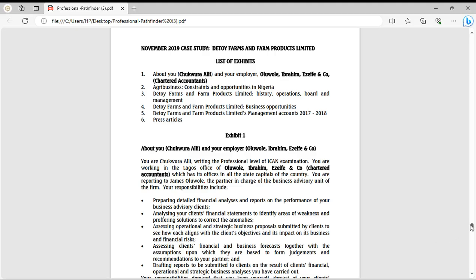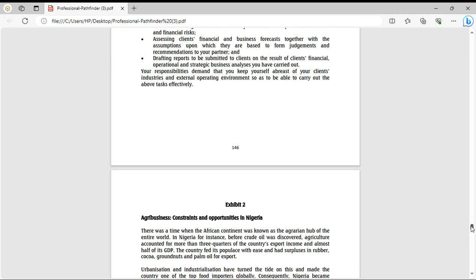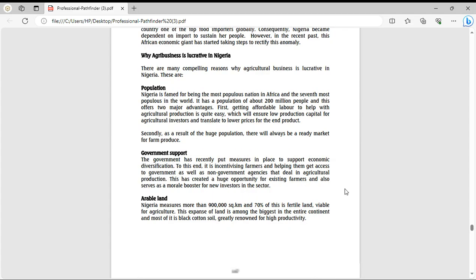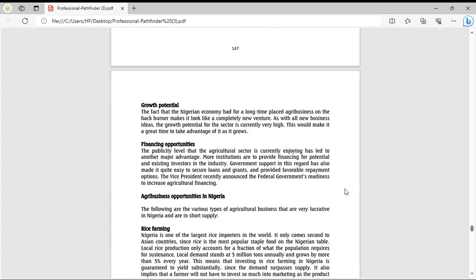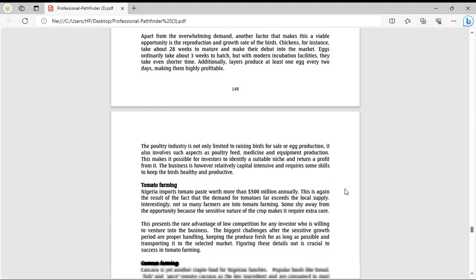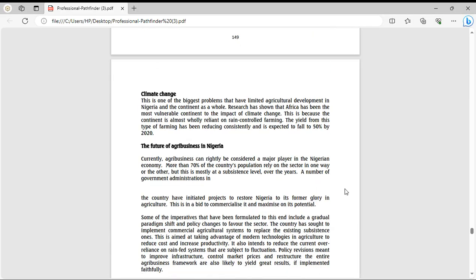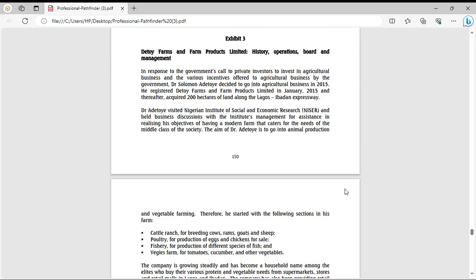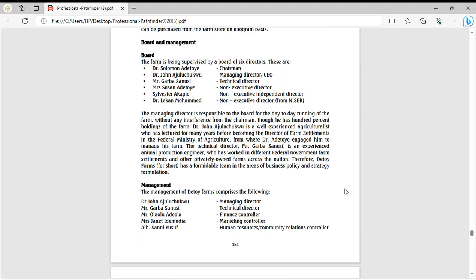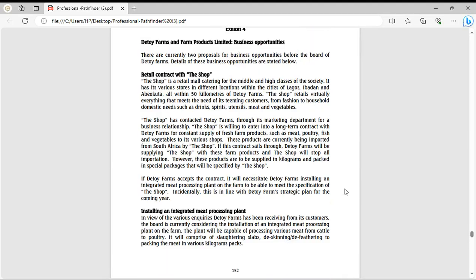So let's look at other information that we're given. This one was just information about you and your responsibilities. Then you were given information about the agri business as well, because Detroit Farm and Farm Products is an agricultural company, right? Farm and farm products obviously is agri. So that's why you're given the challenges and the opportunities. All that is just to help us when we're doing our explanation, right? We're given the history of Detroit Farms, the board, basically a lot of information, and you're also given these business opportunities.